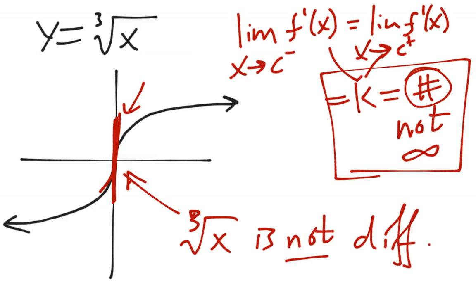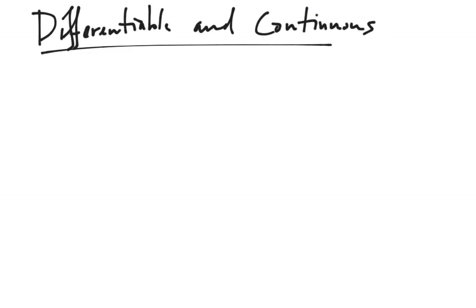I'm going to abbreviate that as diff at x equals 0. Okay, not differentiable if you have a vertical tangent line or a place where you have a sharp turn like absolute value of x. The last thing is that there is a very deep connection between if a function is differentiable and if a function is continuous at a given point. And here are the main relationships that you need to know.